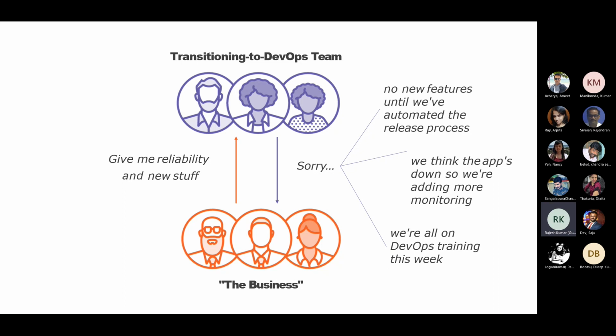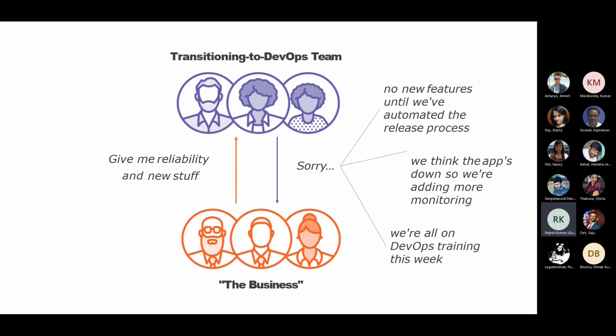Business says, give me the reliability from the same team and give me the new stuff. But what is DevOps saying? Hey, no new feature until we have automated the release process. In the DevOps culture, everything has to be automated except the coding. So everything should be automated. This is called the CI/CD process.